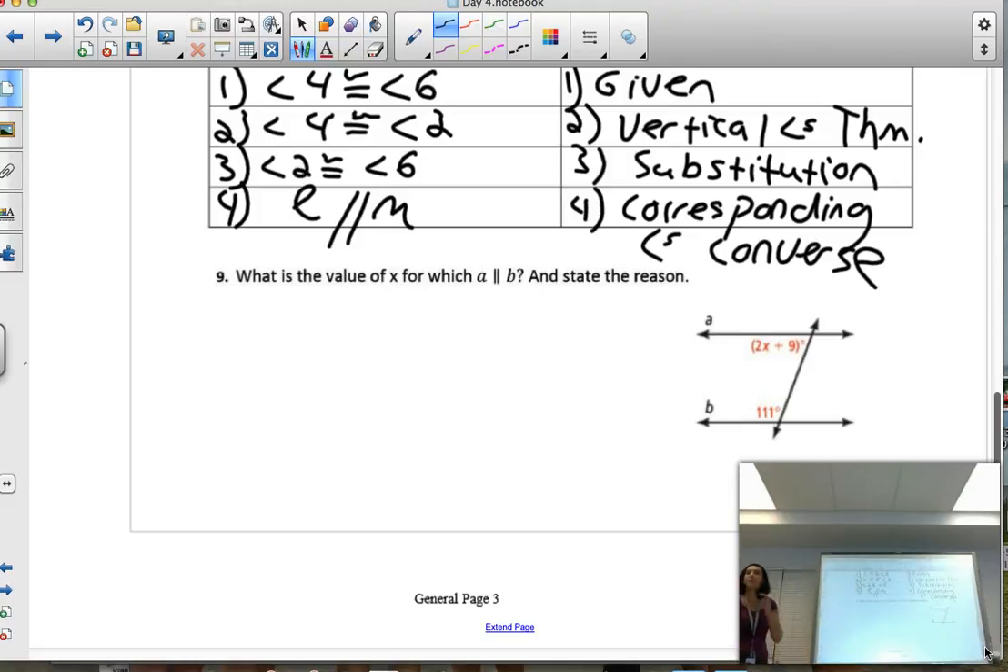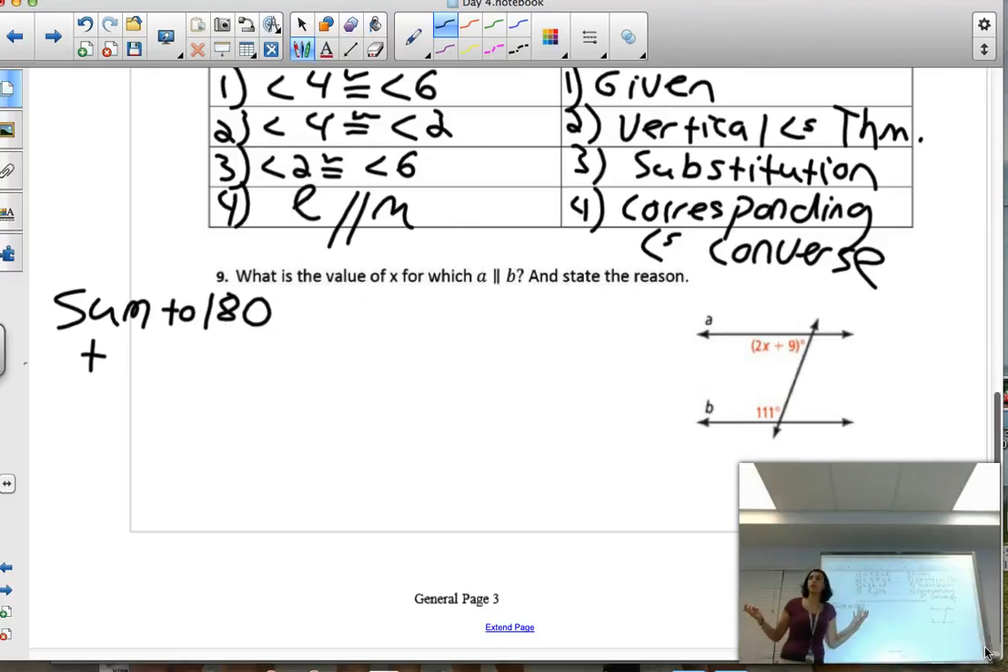Okay, they're supplementary angles, and supplementary means they equal 180. Be more specific. Equals 180 isn't good enough for me. They sum to 180. What does sum mean? Addition. Sum means addition. So we're summing the angles to 180, which means I need an equation to solve for x.